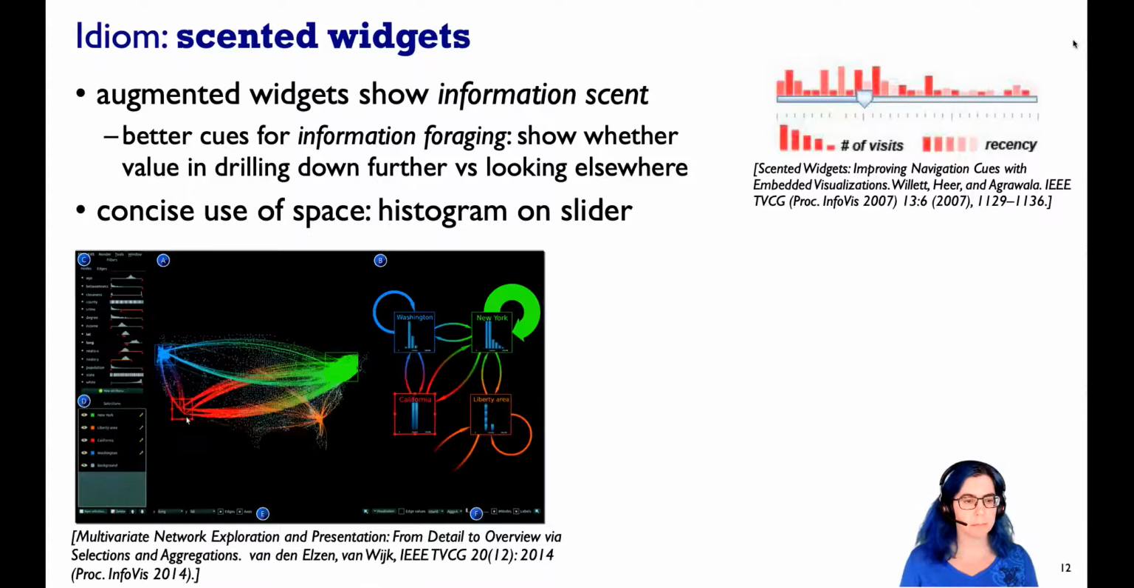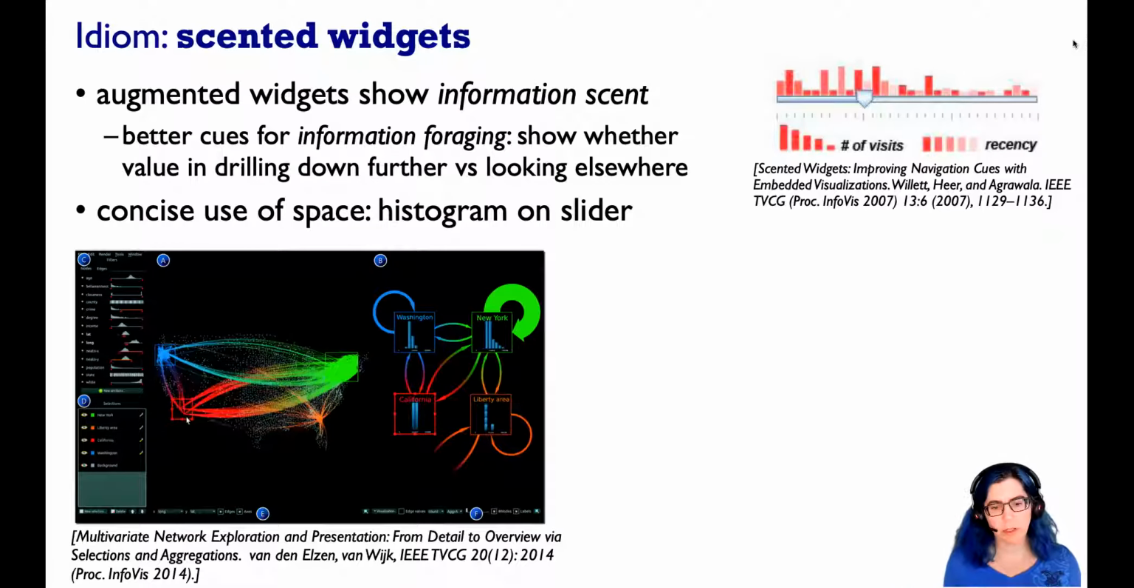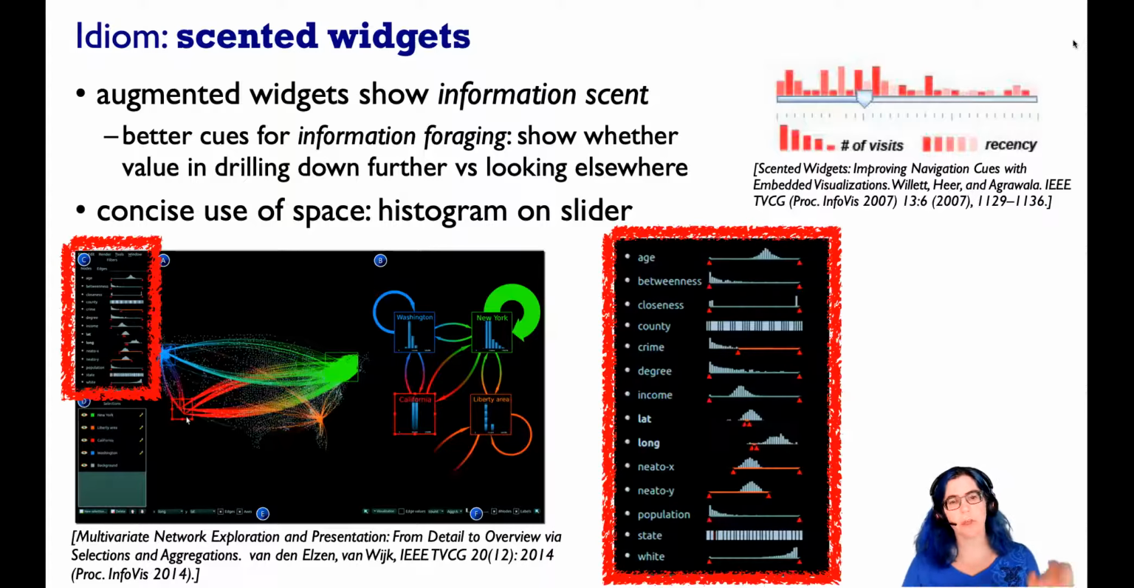So let's take a look. Here's an example of scented widgets in a system from Van den Elzen and van Wijk for complex network visualization. I'm not going to focus on that right now. What I want us to look at instead is that bit in the upper left corner, which I've zoomed in on here. And we can see that here's about a dozen attributes. We are using a very small amount of pixel real estate to show a bunch of these distributions, and those two little red triangles are the sliders' ability to give a min and a max range. This is often how scented histograms are used.